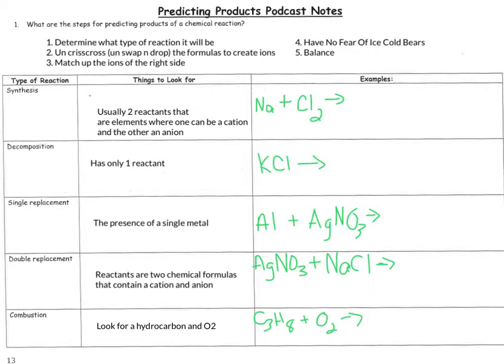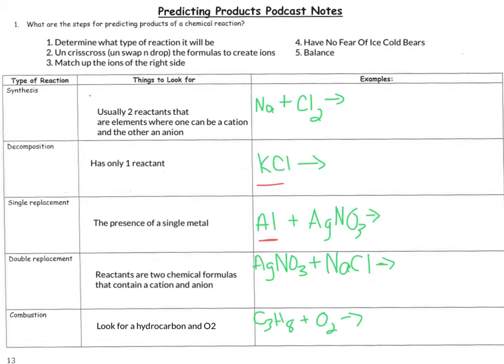Alright, so let's run down the list of things to look for when you're predicting a product. If it's a synthesis, it's likely to have 2 reactants on the left-hand side. Most of the time, one of them can be a cation and one of them can be an anion, and typically you're just going to see 2 elements on the left-hand side. A decomposition reaction is going to decompose into multiple things, so on the left side of the arrow, you're only looking at one thing. A single replacement can be a little bit more challenging, but usually it's the presence of a single metal on the left-hand side of the reaction, and that's how you can spot those.